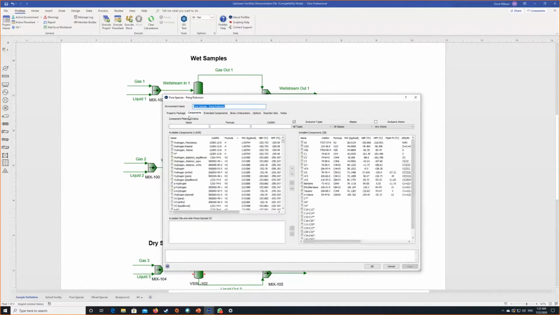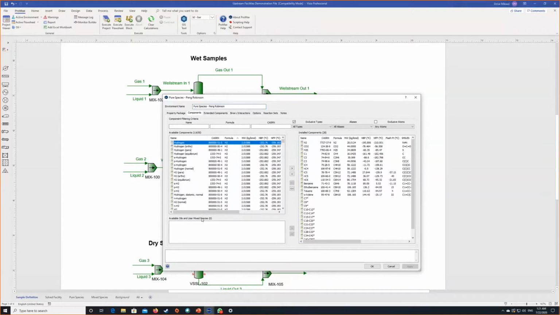And in the components tab, there are 2 sets of components. There's available components, which are the pure components that are naturally in ProMax. So as you can see, hydrogen is in here. We have helium, water, etc. So these are the pure components that exist in the system, our methanes and our ethanes, and so on and so forth.